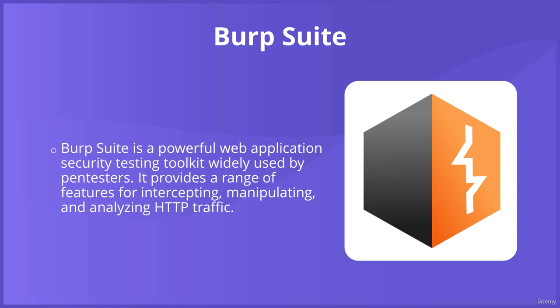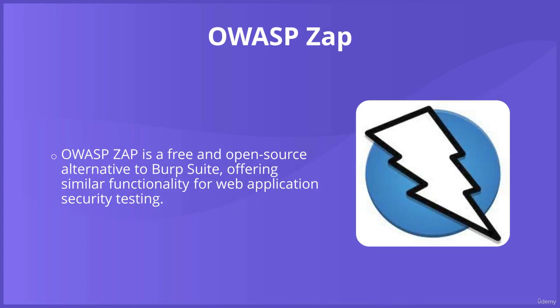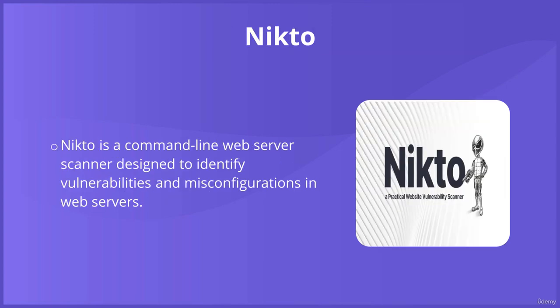I want to show you some other tools first, because we cannot forget about OWASP ZAP. That stands for Zed Attack Proxy. OWASP ZAP is actually a free and open source alternative to Burp Suite, offering similar functionality for web application security testing. It features both automated and manual scanning capabilities, including passive and active scanning modes. OWASP ZAP supports features like automated spidering, fuzzing, and session management, making it suitable for a wide range of testing scenarios.